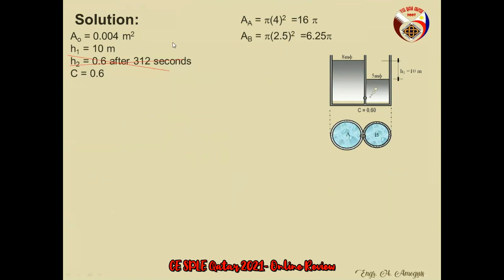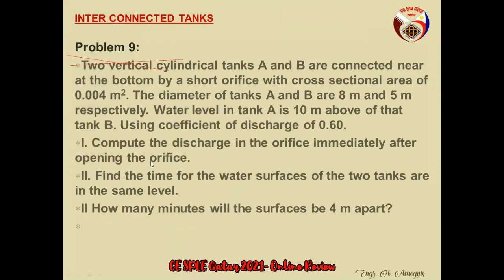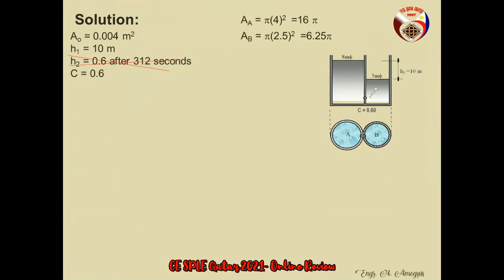Now, the first question is immediate. Compute the discharge in the orifice immediately after opening. So, Q. Since it is immediately after opening, the height has not changed yet. So this first case is the case of constant head, immediate. It's still constant, the water level has not changed. Discharge at time equals 0.